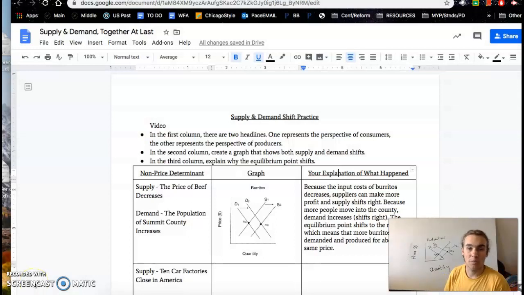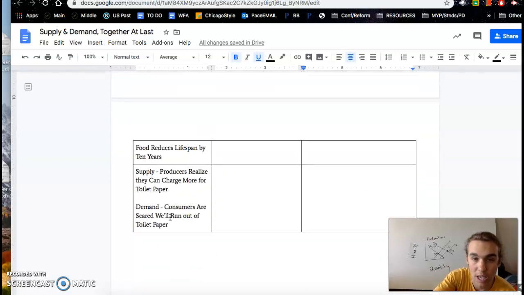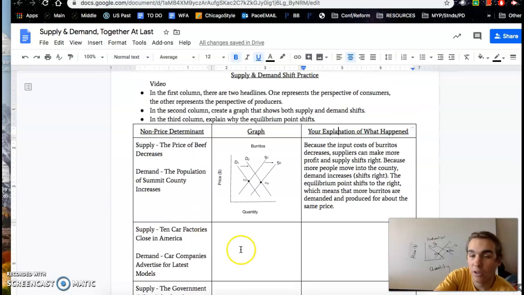I've posted this on the website. So basically what I've done is I've given you 2 headlines for each of these boxes, and those headlines are how you're going to change this graph. So for instance, the first column has all of the headlines, the second column is the graph that you're going to create, and then the third column is going to be your explanation.